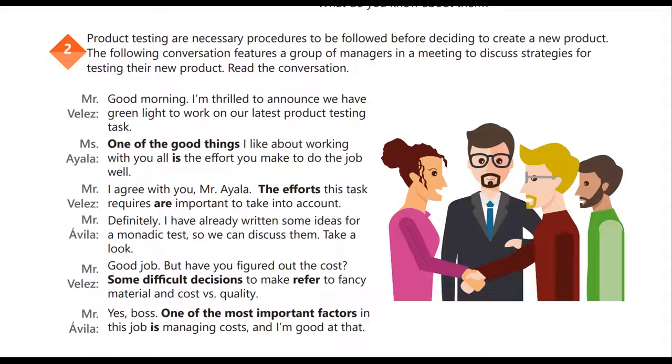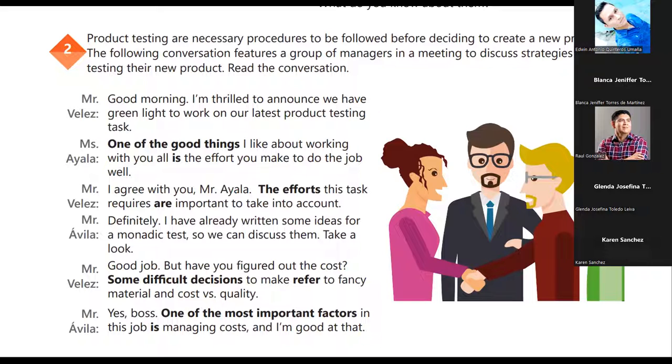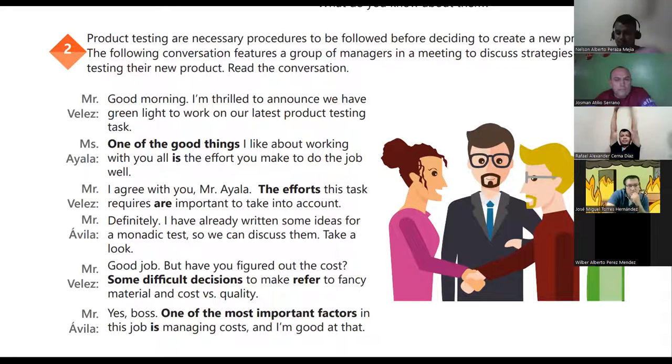All right, people. We want to listen to some of you. Ana Lorena, okay? Ana Lorena. And let's see, Cristina Edith. Present. And Karen Sanchez, are you available? Karen? Karen Sanchez? ¿Está Karen por ahí? Okay, if Karen is not there. Oh, okay, there you go. Entonces, una de ustedes va a ser Miss Ayala, vaya. Vamos a ver, entonces sería Mr. Vélez, va a ser Ana Lorena. Mrs. Ayala va a ser Cristina. Y Mr. Ávila va a ser Karen. Okay, so let's start.